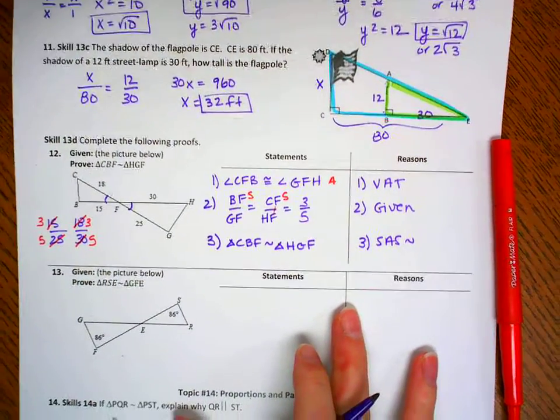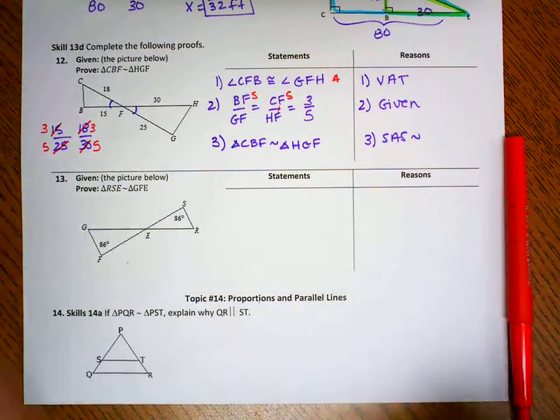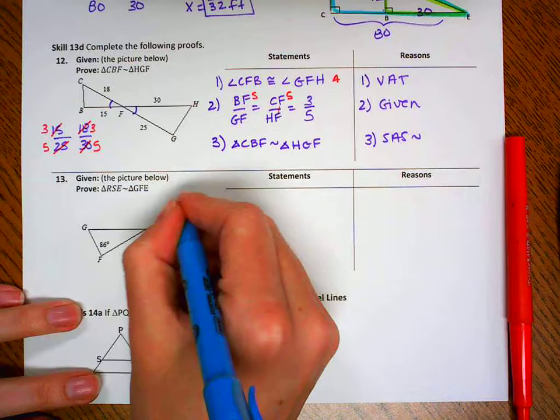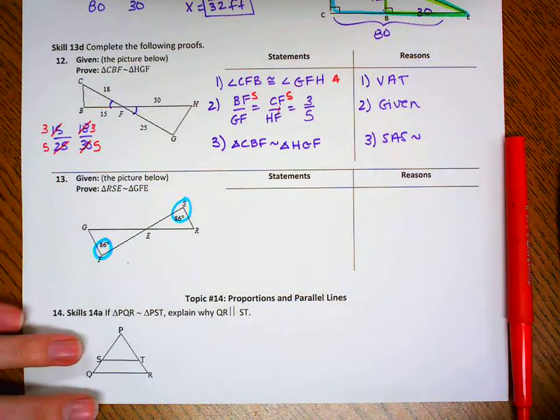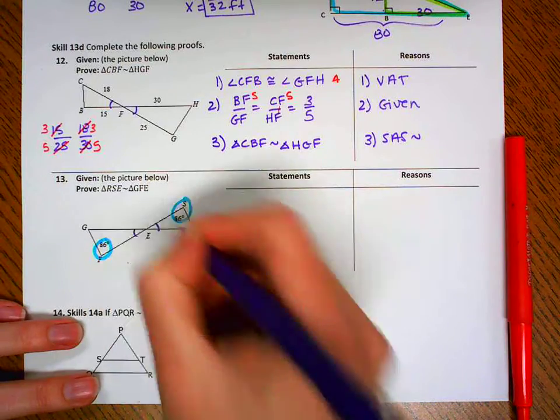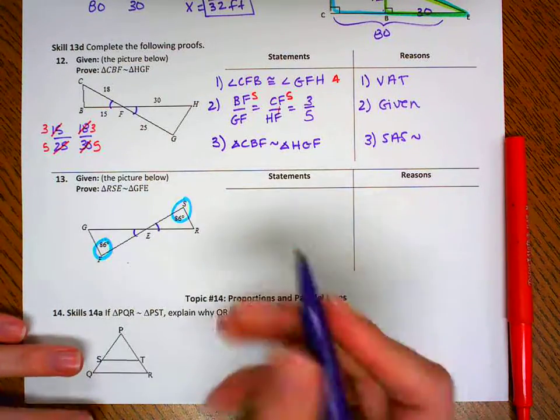Okay, well, let's do number 13 now. Oopsie, sorry guys. Well, notice this angle goes with 86. This angle is also 86. There's a pair of angles. We know that these are vertical angles, so they're going to be the same. I already have 2 sets of angles for each that are the same. That means we're going to use AA similarity.